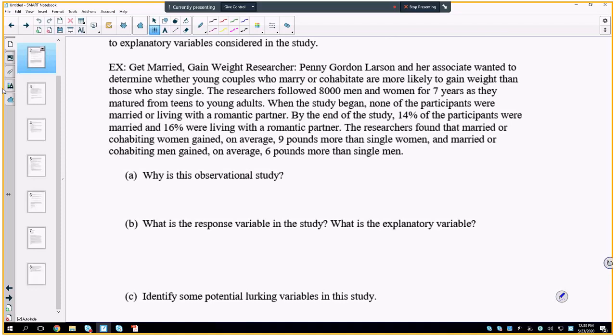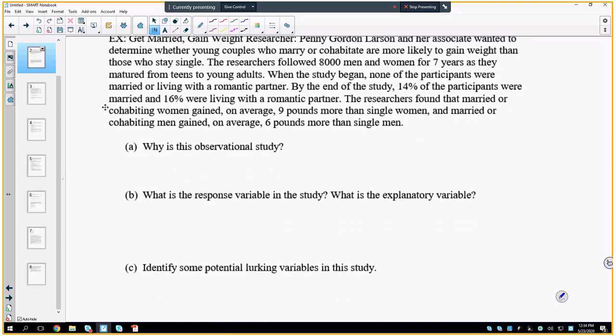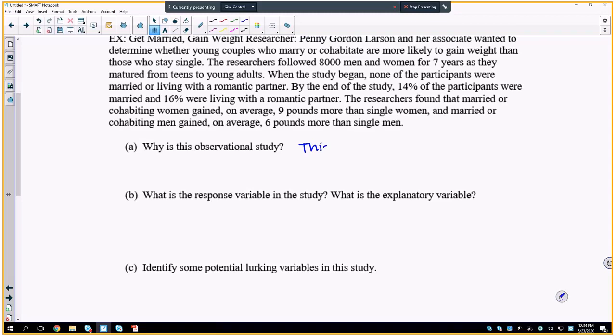So the first question after we read this description is, why is this an observational study? So the question is telling us it is an observational study. Why? Well, if we look at what they did, they followed 8,000 men and women from the time when they were teenagers and they weren't married to the time when they were a little bit more grown up and some of them had gotten married. So this is an observational study because they did not attempt to influence the response variables or the explanatory variables.